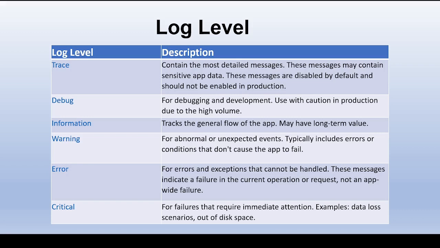Debug. Debugging and development. Kindly use it with caution in production, or don't even enable it at all when going live. Information. This tracks the general flow of the app and may have long-term value, and this is highly recommended when going live. Warning is for abnormal or unexpected events, typically errors or conditions that don't cause the app to fail.